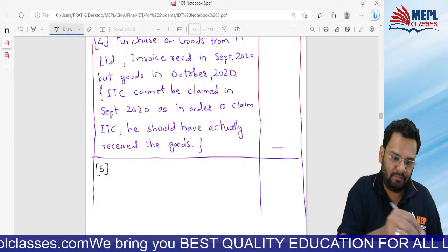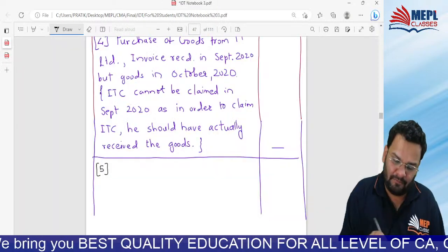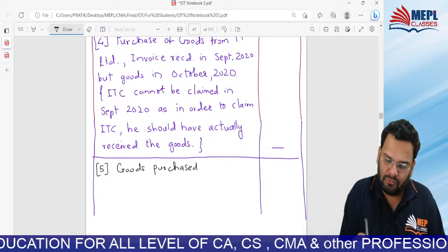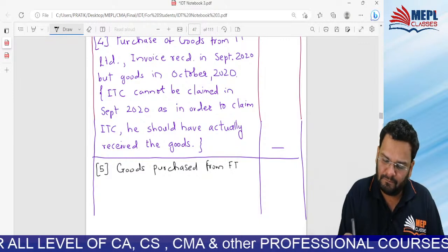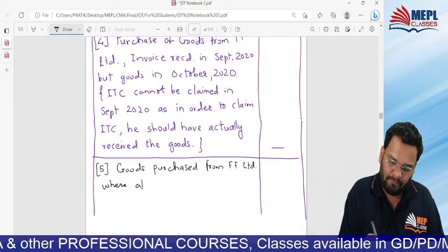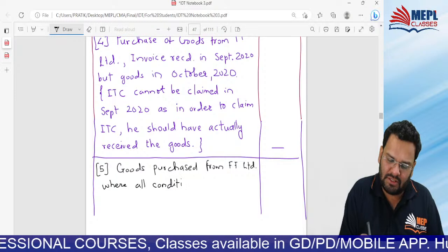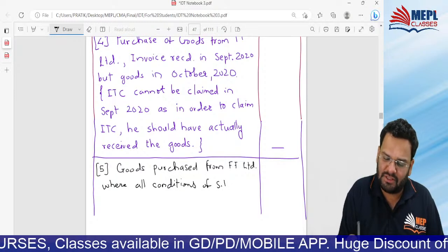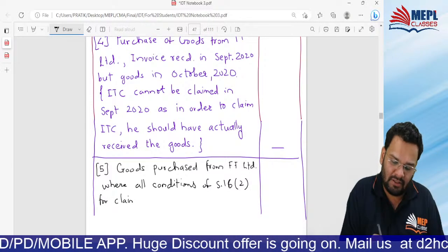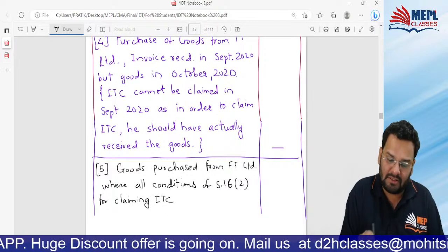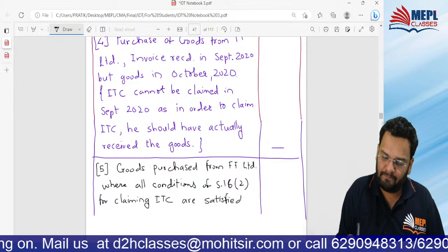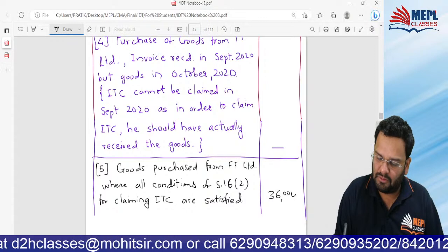So, goods purchased from FF Limited, where all conditions of section 16 subsection 2 for claiming ITC are satisfied. So please claim ITC. So 36,000.